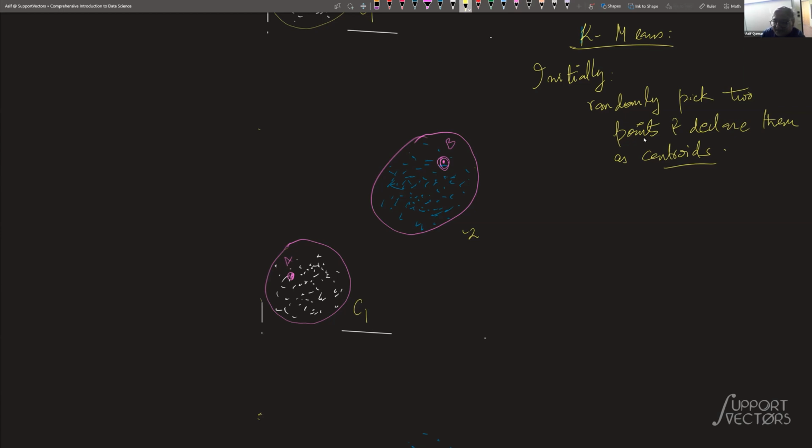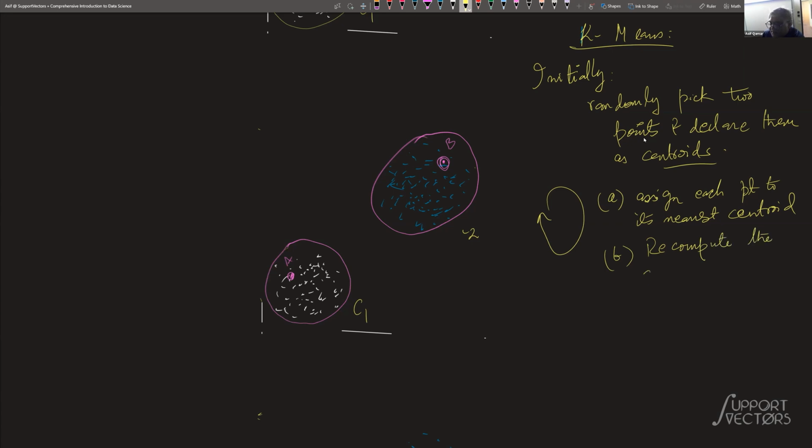So the step is assign, and this is the cycle that you will go through. Cycle has 2 parts. A, assign each point to its nearest centroid, right? And B, recompute the centroid. Centroid is the center of gravity of each cluster. And this is the cycle that will keep repeating, an iterative process.